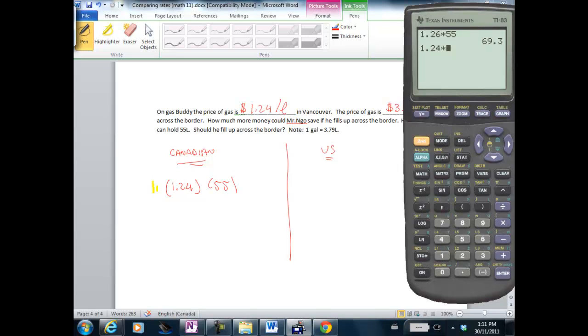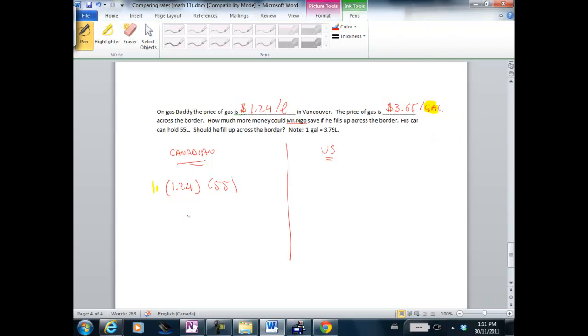1.24 times 55 is 68.2. In Canada, they would want $68.20 to fill up a full tank of gas. In the US, we just showed you that the cheapest price is $3.65 per gallon. The question is, how do you work with gallons now? What do you do with 55 liters? Divide by 3.65 to convert to gallons.